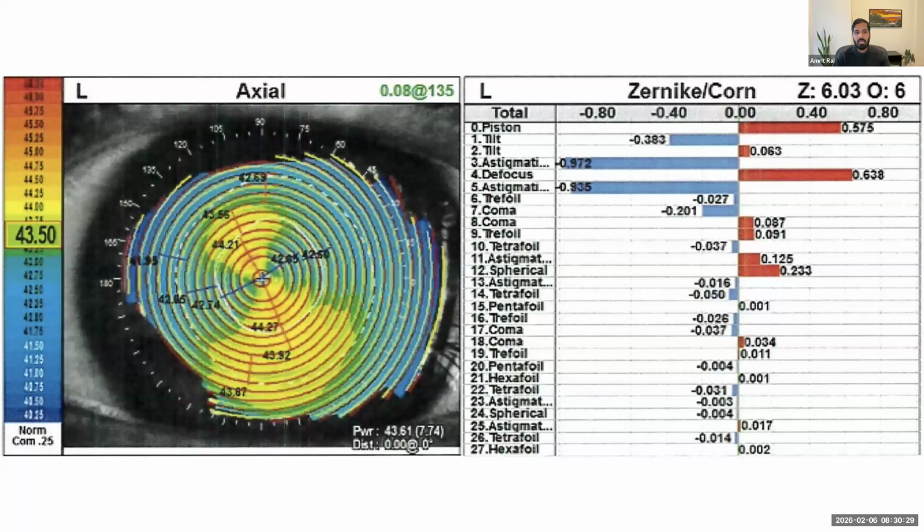Most of our available IOLs, toric IOLs, come in 0.75 diopter steps for the astigmatism correction. So we often are trying to either overcorrect or undercorrect the astigmatism. So there can always be a little bit. And plus, our measurements may not be perfect, our formulas are not perfect, so there's always some room for error there.